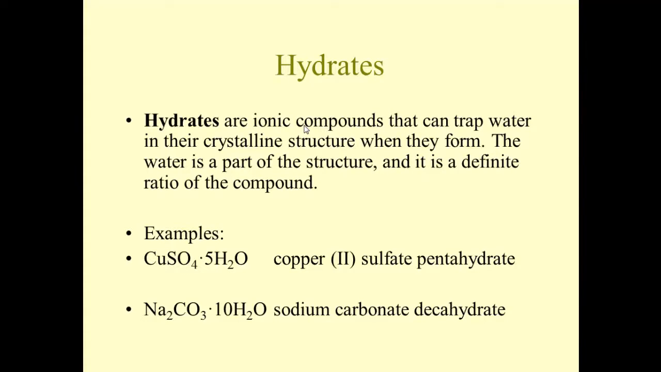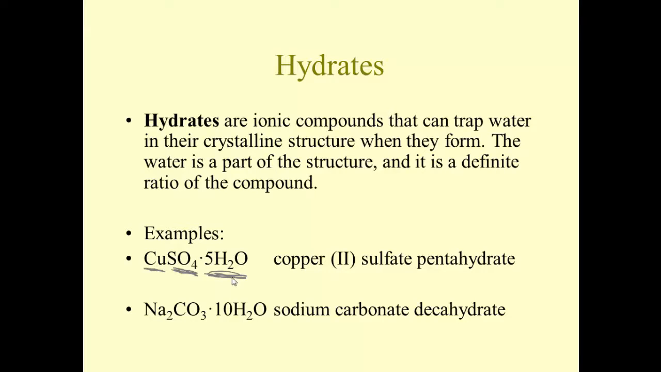All right. The next type of compound that we want to be able to calculate this for is called a hydrate. Okay, and this is a new concept. Hydrates are ionic compounds, so they have a metal and a nonmetal, but they actually have water molecules trapped in their crystalline structure. And the water is part of the structure in a definite ratio. So examples of hydrate compounds, copper(II) sulfate pentahydrate. So for every one copper ion and every one sulfate ion, you actually have 5 water molecules trapped.